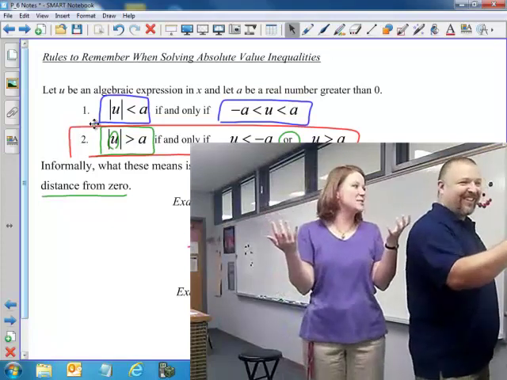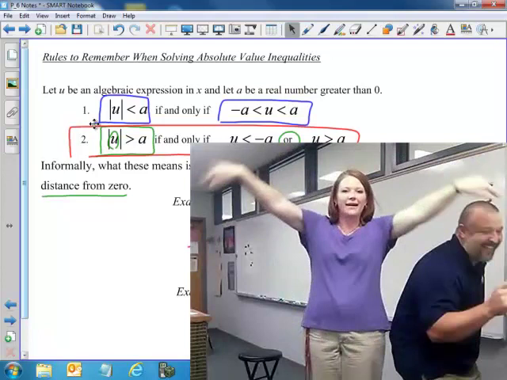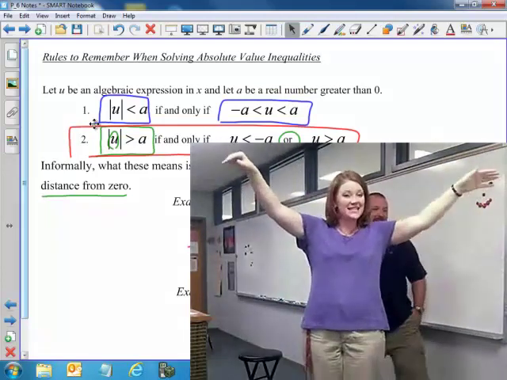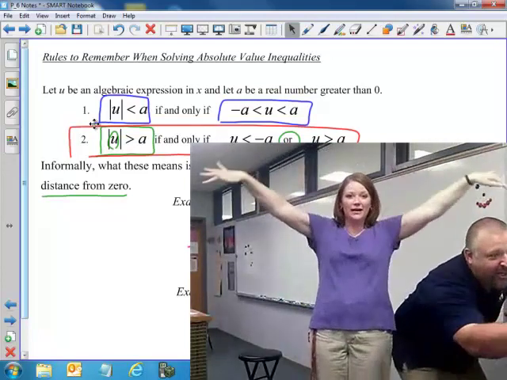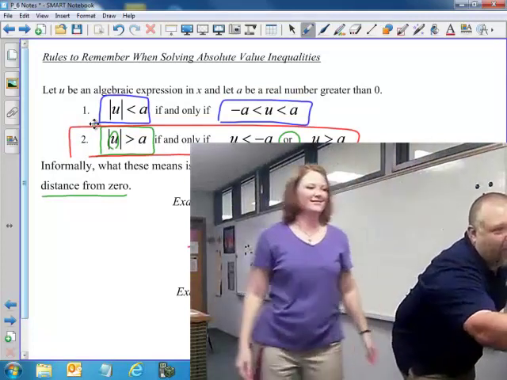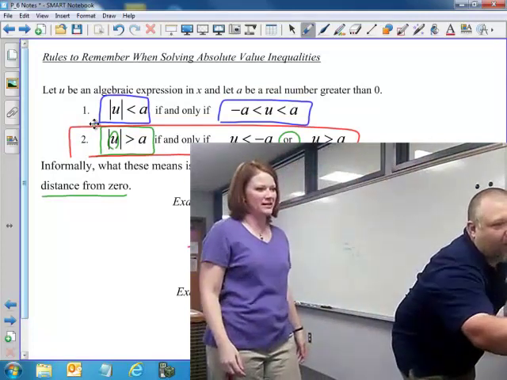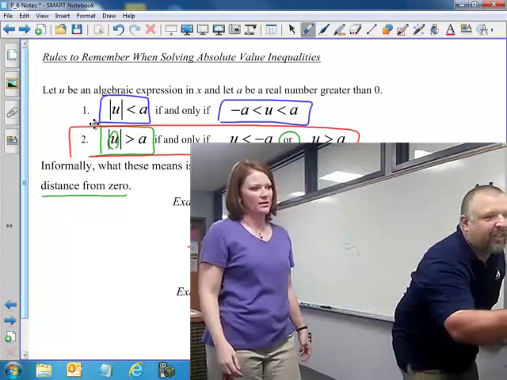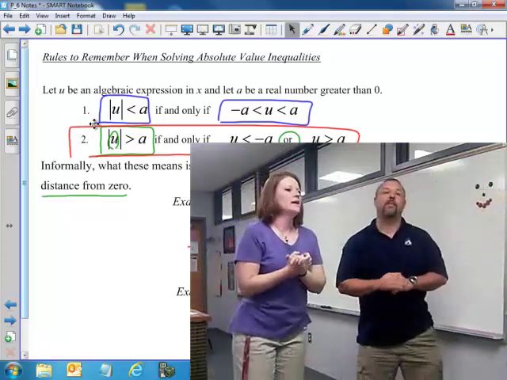Well, what I was going to say is if the distance is greater than, you're out there. Or if the distance is less than, then you're in there, which means that you are stuck between, or tethered to your leash, between negative 5 and 5.